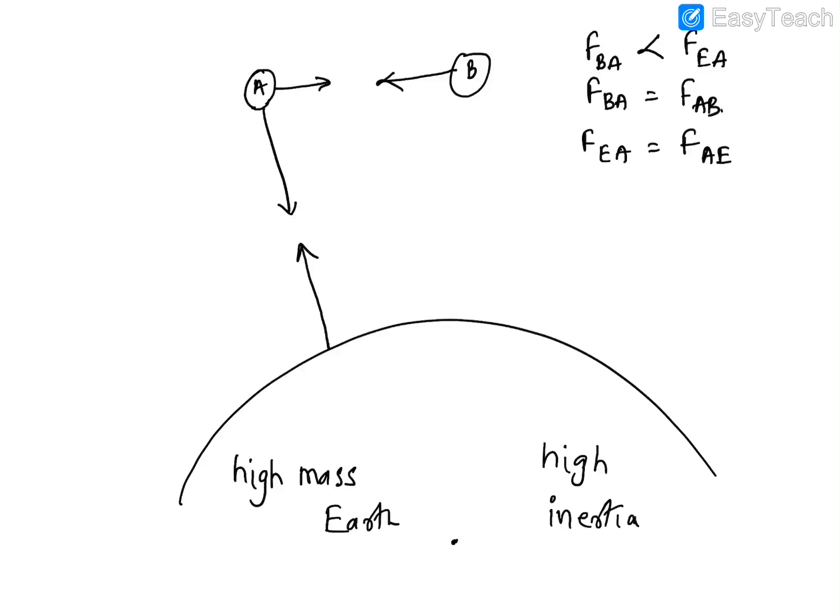So though they are exerting equal forces on each other, it's body A which has to move towards the center of the Earth. Okay, so they can ask you, why does the Earth not move towards the body A? Because Earth has got higher mass, so it also has got what? Higher amount of inertia.